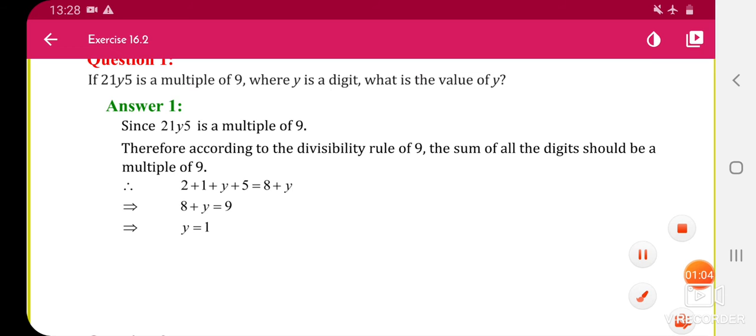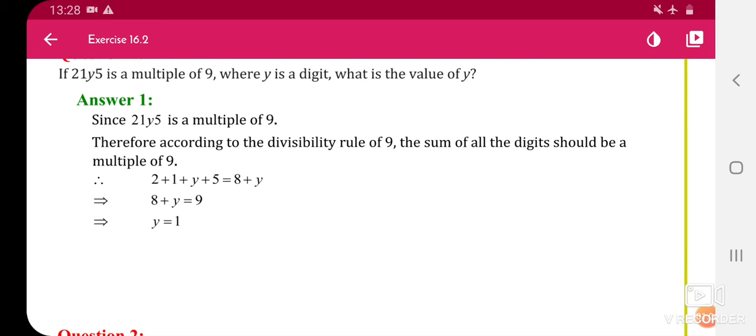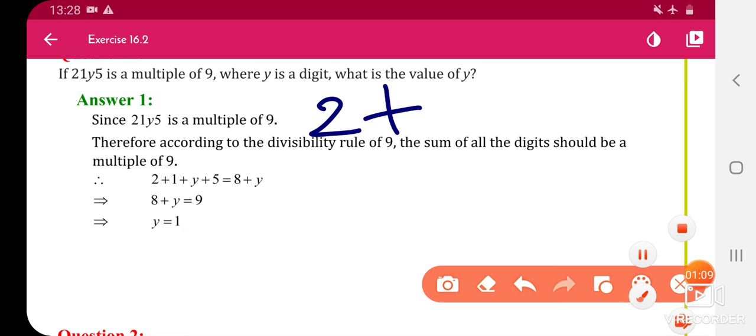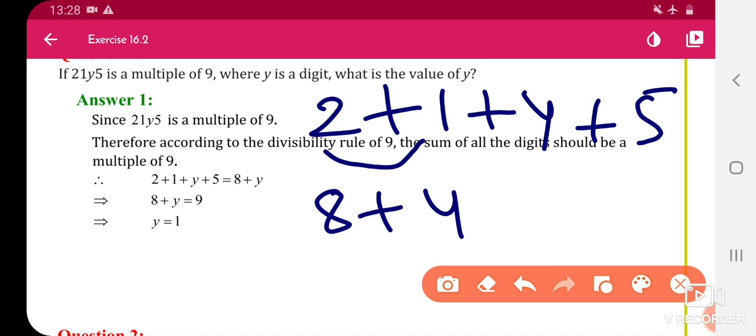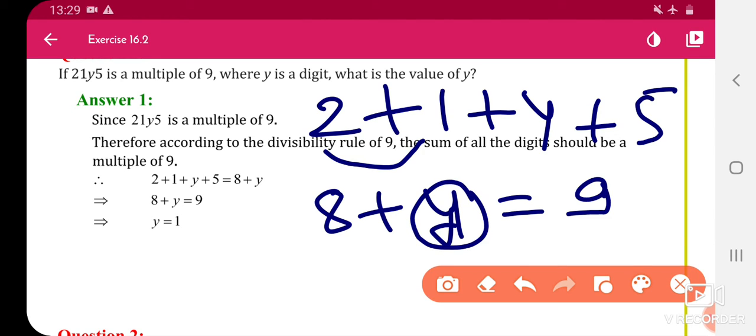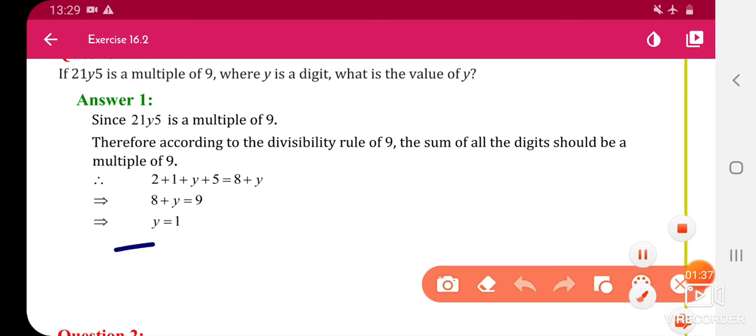Okay, so in this question we first add the digits: 2 plus 1 plus 5 plus y. 2 and 1 is 3, and 5 is 8, plus y. We know that for a multiple of 9 the sum should be 9. So which number can we put for y to make the sum 9? 8 plus, in place of y, when I put a 1, the answer is 9. So the answer is y equals 1, because we have to put a 1 here.